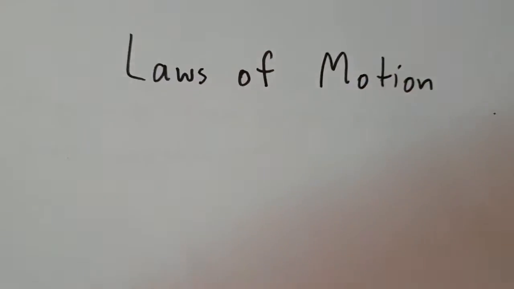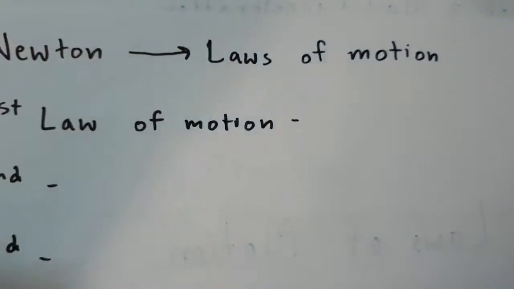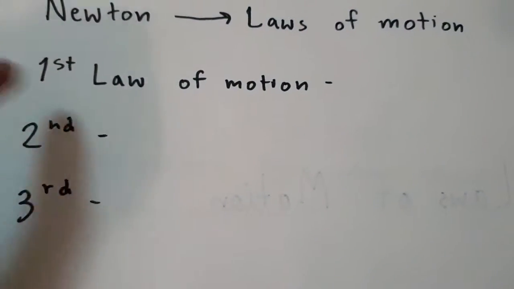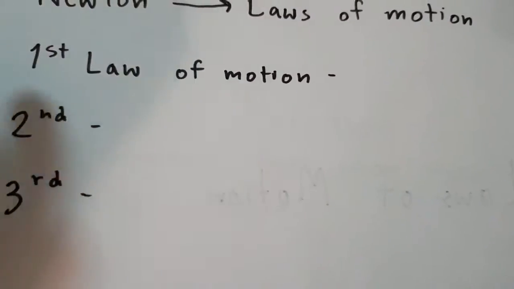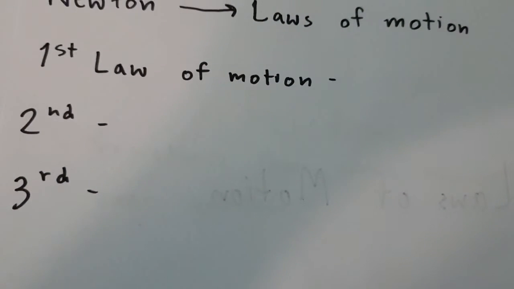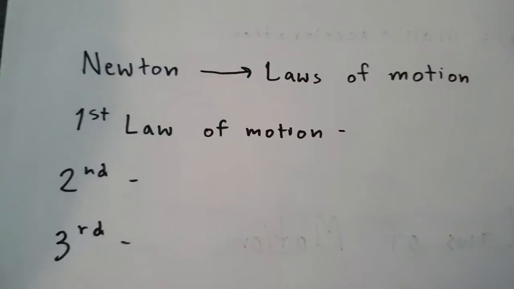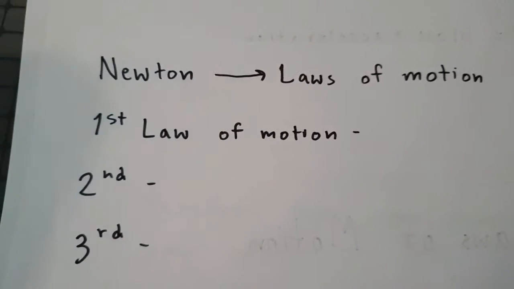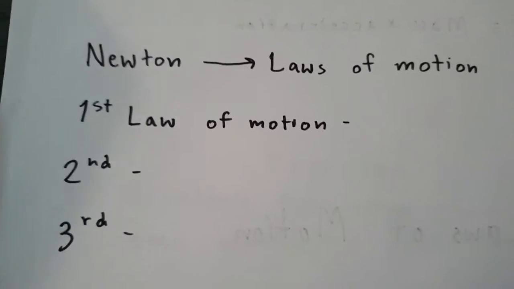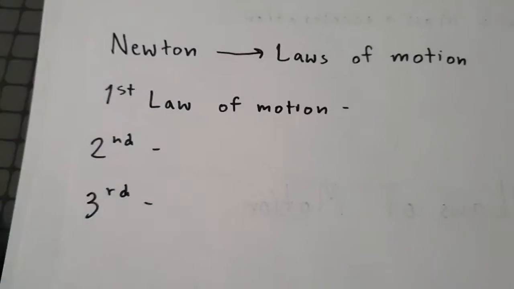So the next topic would be laws of motion. Laws of motion come from Sir Isaac Newton. The first law of motion states that every object will remain at rest or in uniform motion in a straight line unless compelled to change its state by the action of an exerted force. The key point here is that if there's no net force acting on an object, then the object will remain at constant velocity.